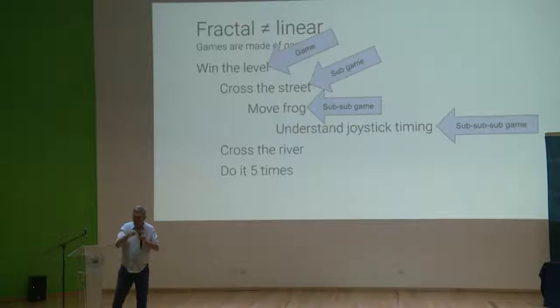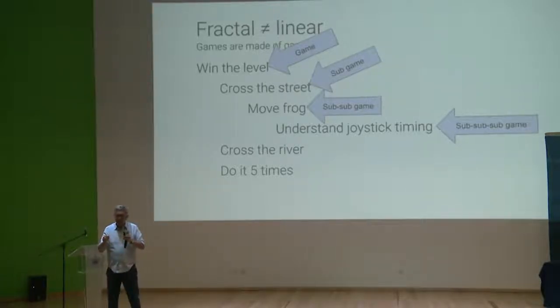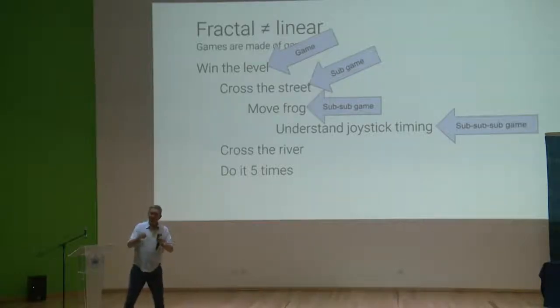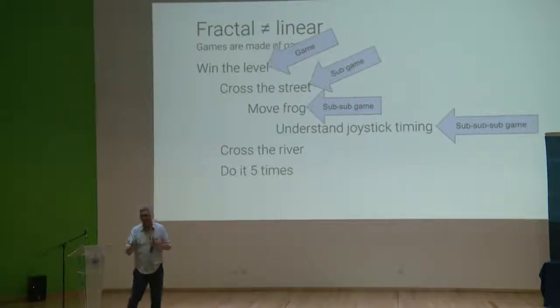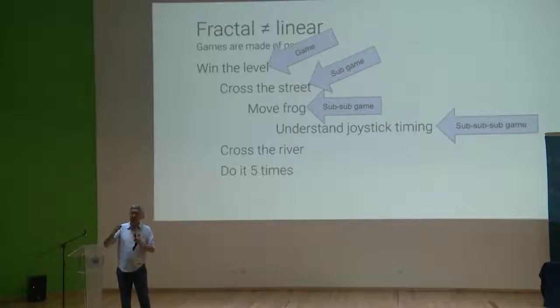you are moving the joystick, the frog doesn't respond instantly. You can't go forward and backward. You have to go and then let it move and then go back. There's a lot of feedback that you have to learn to figure out, because if you could move the frog instantly, you would win the game. It would be really easy. The frog is actually hard to move. That's part of the game.